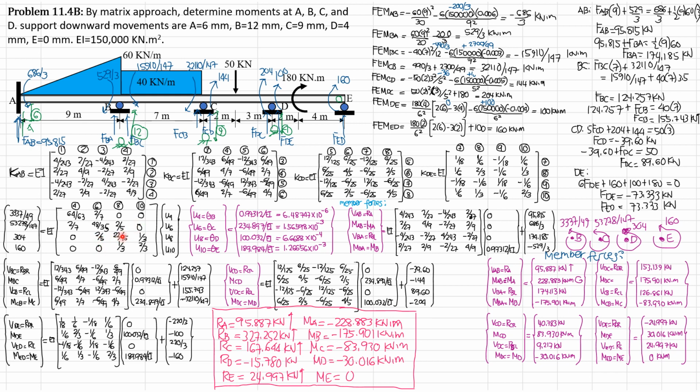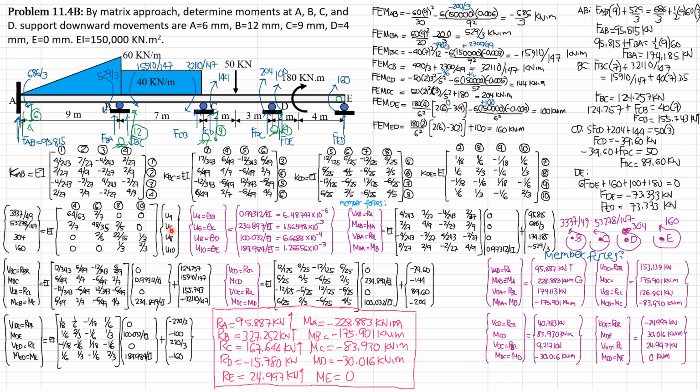Then this is 8, 8, which is 4 over 5 plus 2 thirds, so 22 over 15. 8, 10 is 1 third. Copy 1 third. Then lastly, 10, 10 is 2 thirds. We can now compute these displacements.